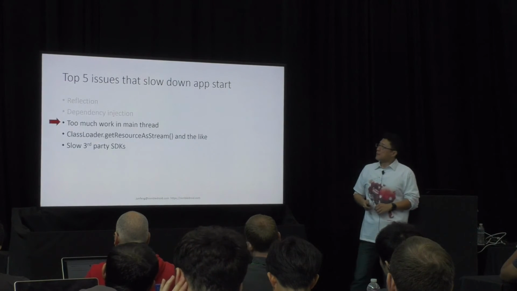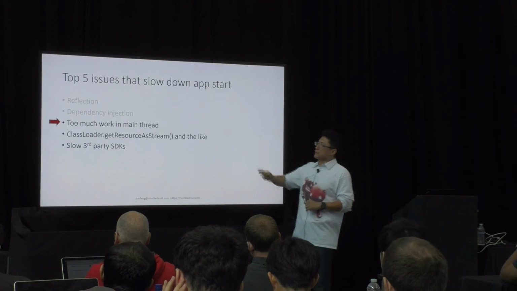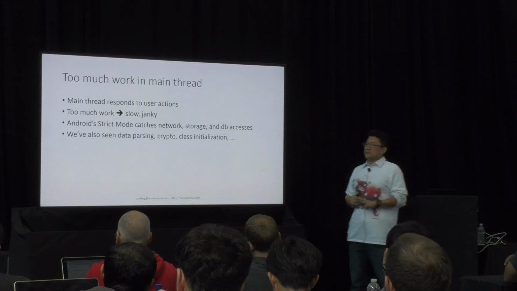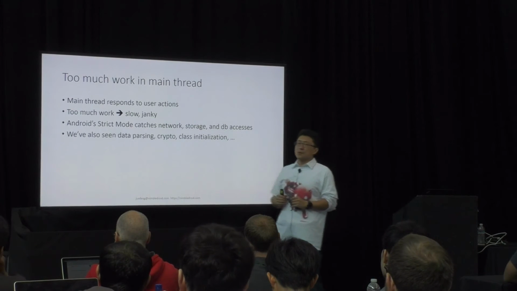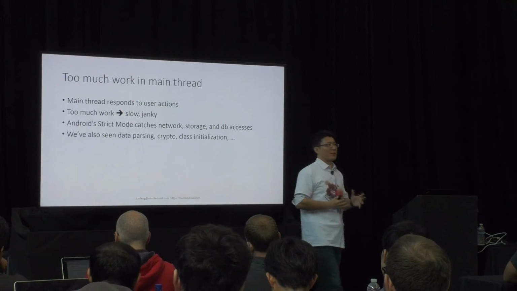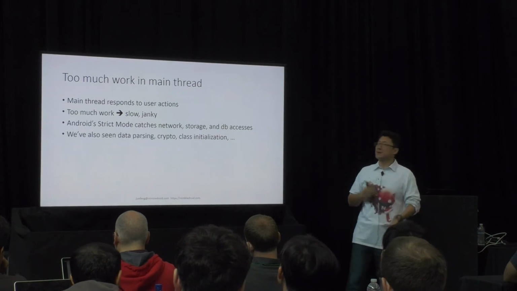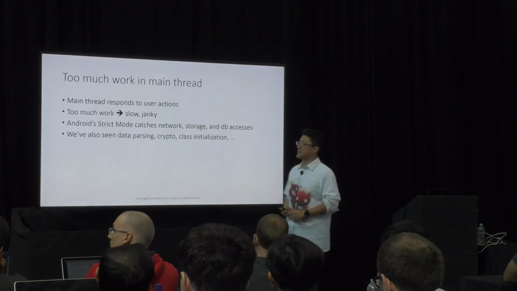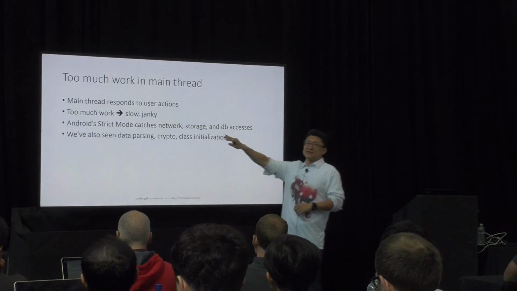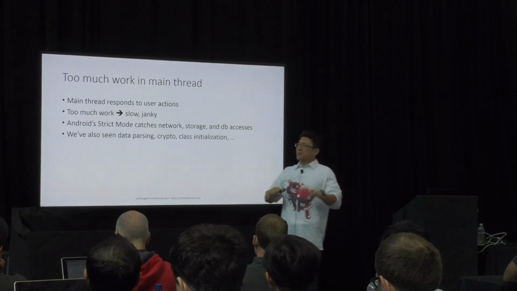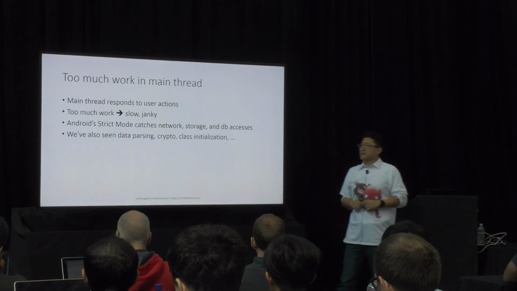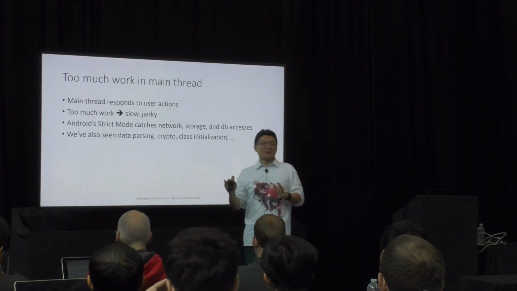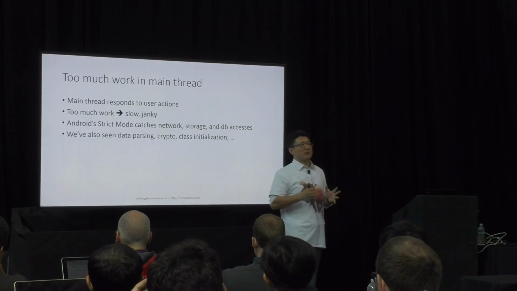Okay, so doing too much work in the main thread. A lot of you guys already know these problems, right? Your UI thread is for responding to user actions. Therefore, you shouldn't do anything time-consuming, such as network operations or database operations or even file system operations. And Android has StrictMode to help developers detect such issues. But based on our analysis of many apps, we found that there are just many other ways for the UI thread to be occupied by work.